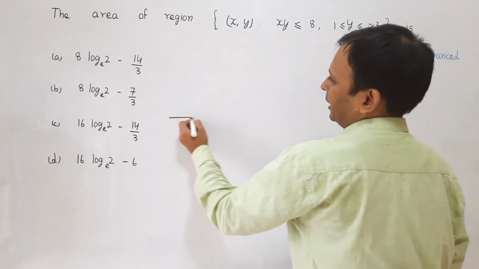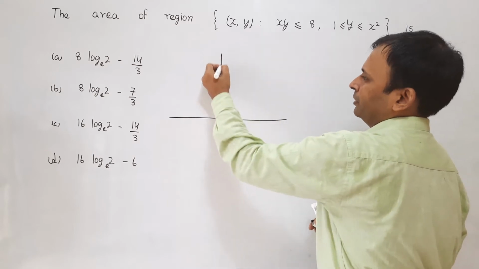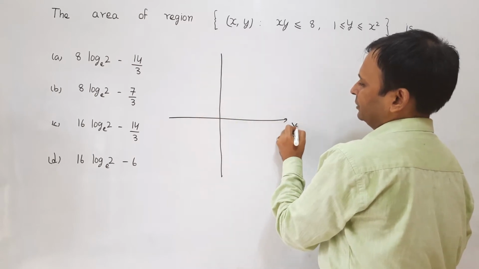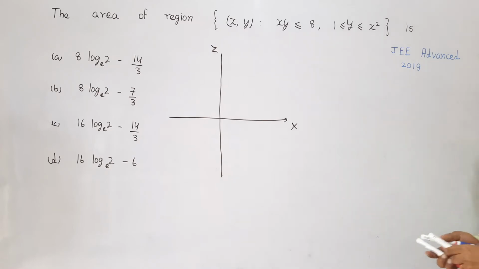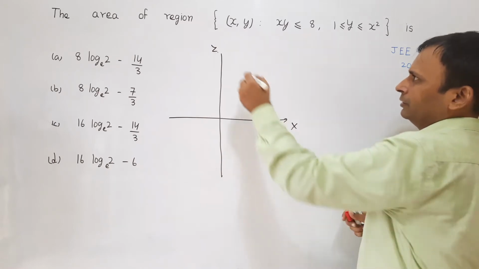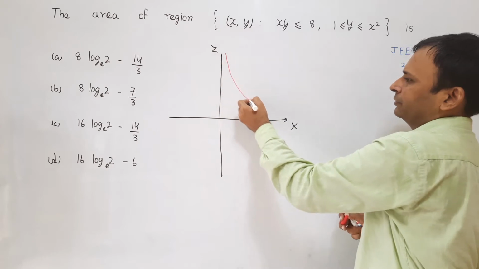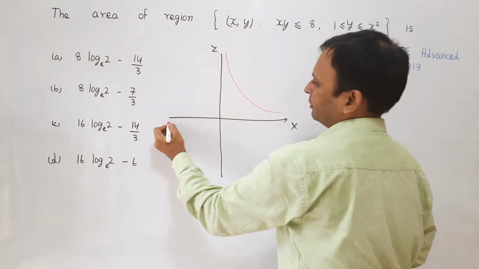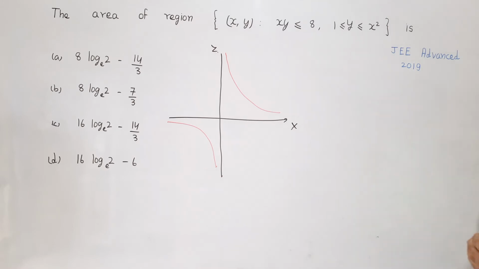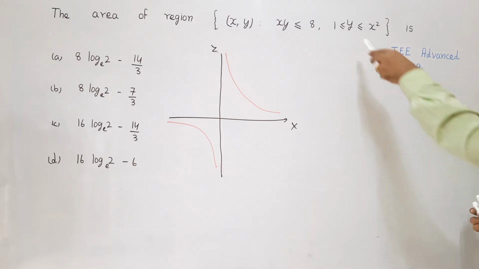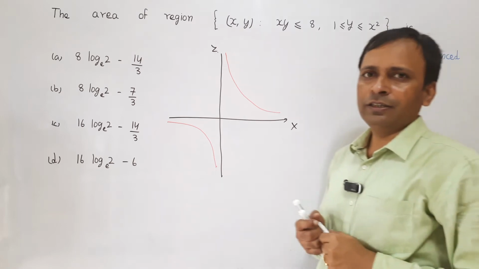I will draw it like this. This is my x-axis, this is the y-axis, and how will the rectangular hyperbola be? It would be drawn something like this, and like this. This will have two branches. This is how the rectangular hyperbola will be, and then it is saying y between 1 and x square.